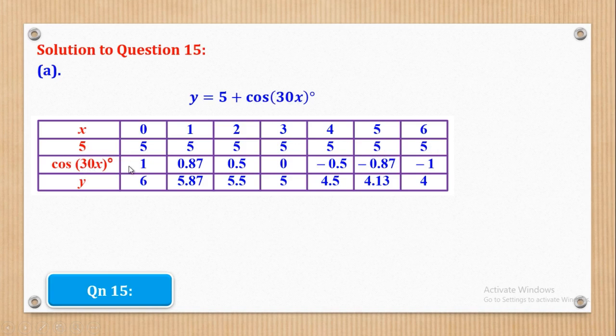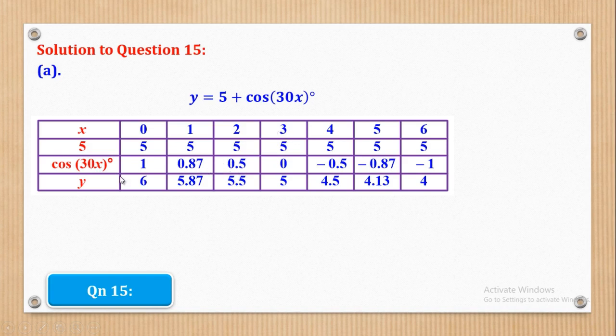Now after that you will put there cos 30x degrees. This one means when x is 0, you come and put here 0. So 0 times 30 is 0. Therefore cos 0 degrees will be 1. When x is 1, 1 times 30 is 30. Therefore cos 30 degrees will give you 0.87 to 2 decimal places. When x is 2, 30 times 2 is 60. Therefore cos 60 degrees will give you 0.5.